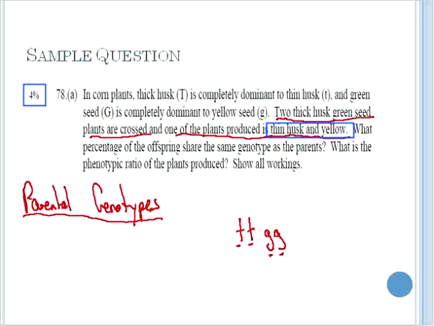With that information in hand, given that both parents are showing dominant, both parents are big T, little t, big G, little g, cross with big T, little t, big G, little g. 1 mark was awarded for determining this.